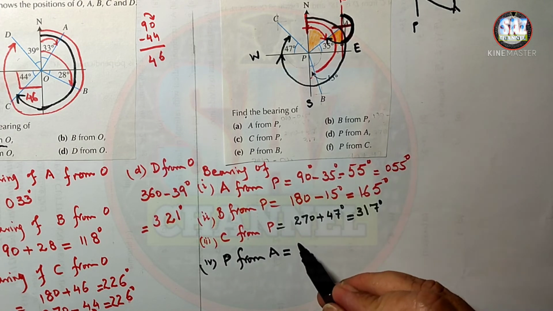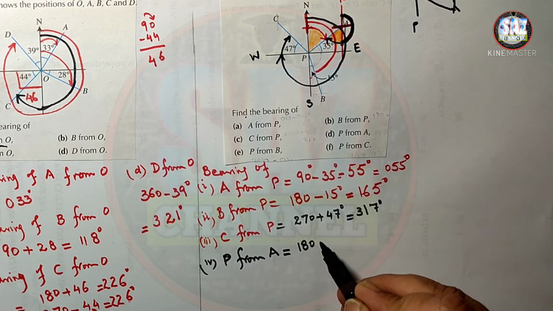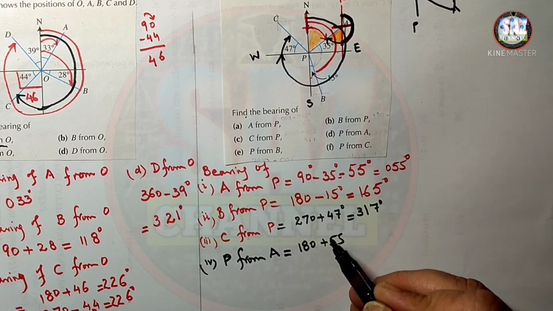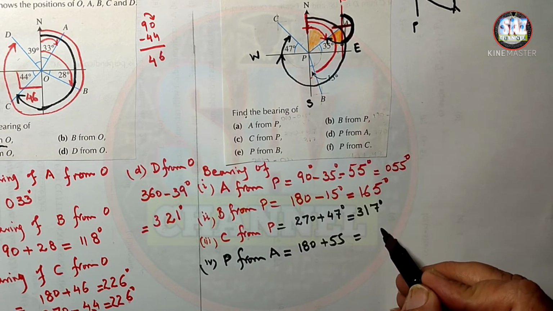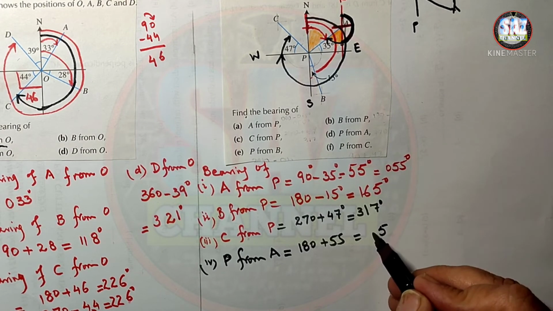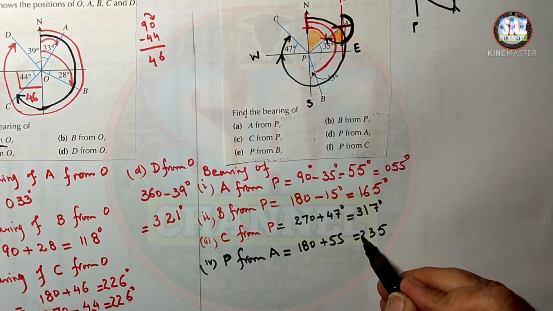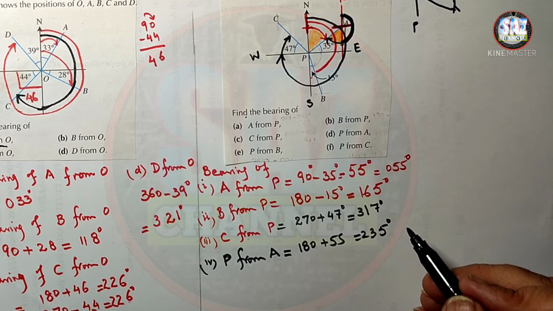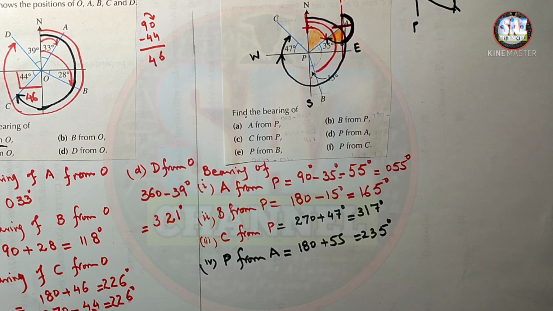So I hope now you are clear what the bearing of P from A will be. That is 180 plus 55 degrees, and 180 plus 55 is 235 degrees. I hope you are clear about this question.